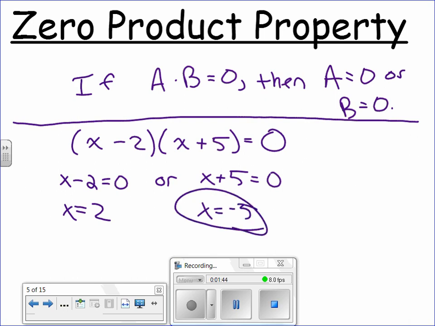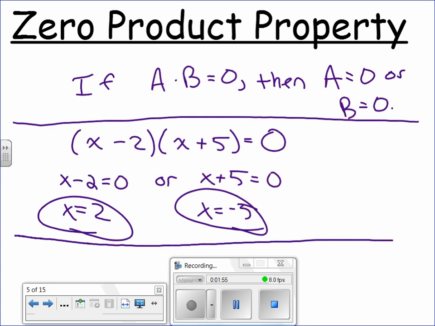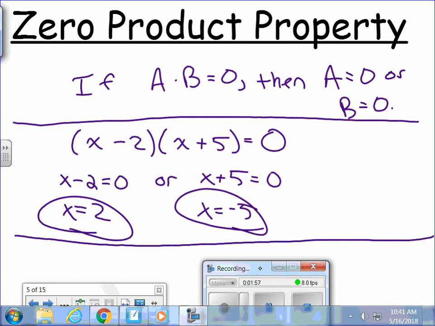So nod your head if you remember doing the solving binomials. Remember solving binomials in that fashion? Yeah? So you didn't probably realize at the time, but that was utilizing the zero product property. Let me show you today how the zero product property will be used.